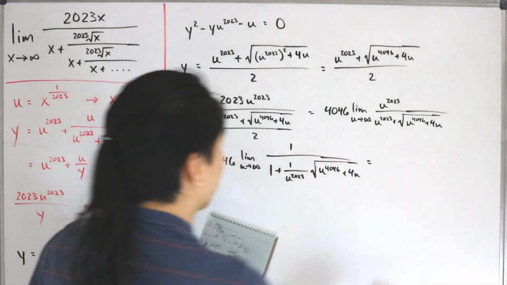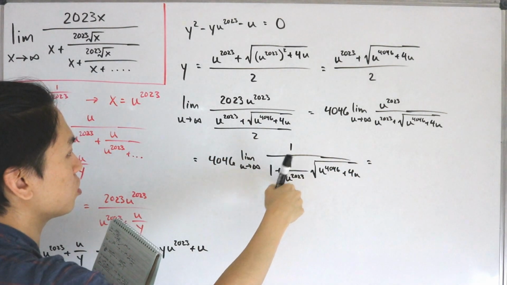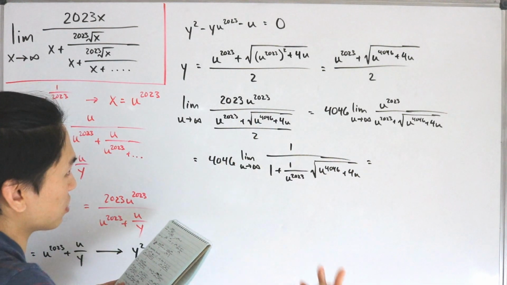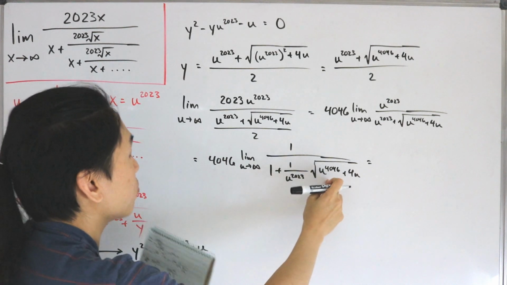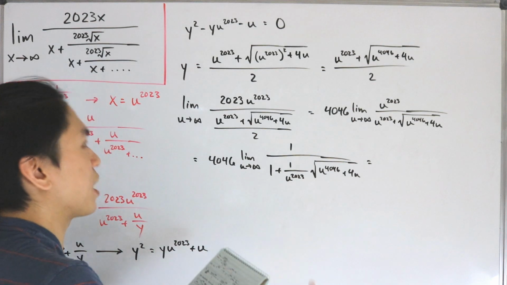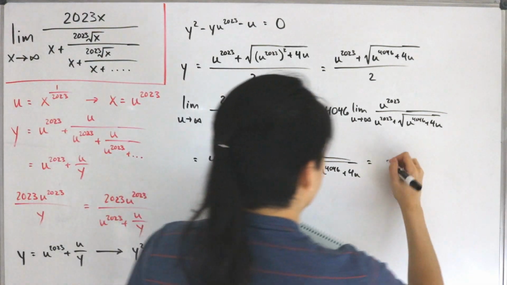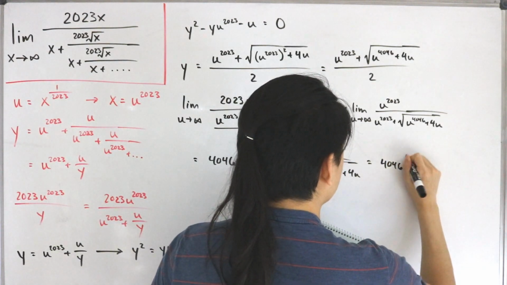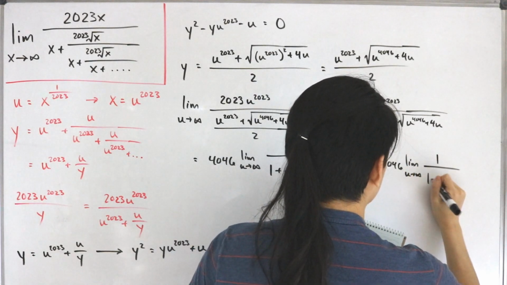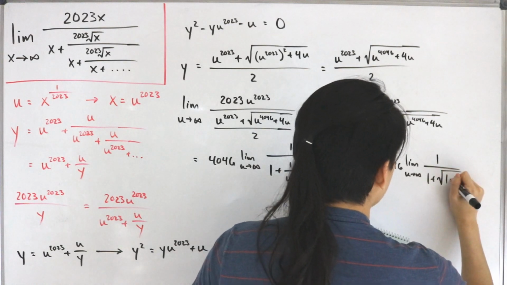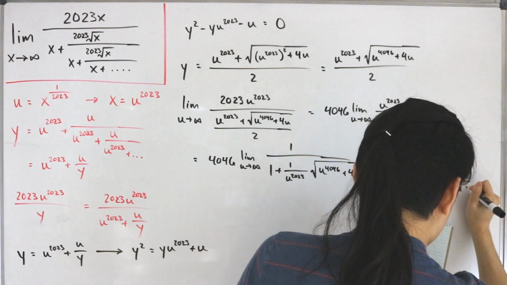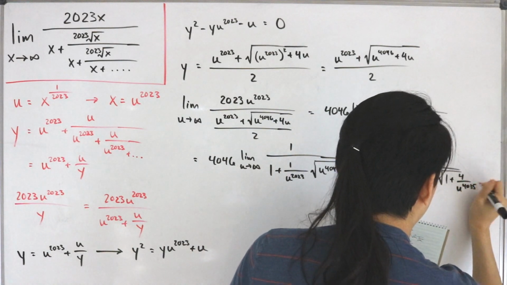And what I can do is simplify it such that the 1 divided by u to the power 2023, we're going to put that back inside of the radical. And that means that squares that out. So that means inside the radical, we have everything divided by u to the power 4046. So then now we have 2 times the limit as u approaches infinity of 1 divided by 1 plus the square root of 1, and then add this with 4 divided by u to the power 4045, okay?